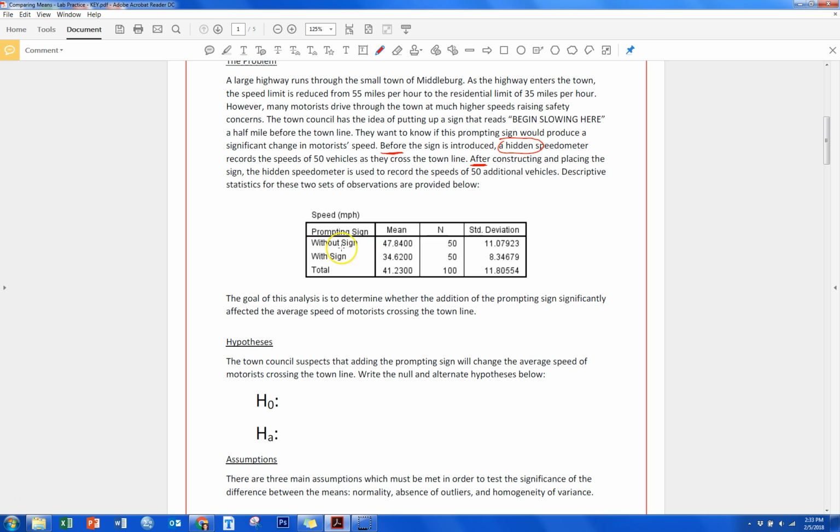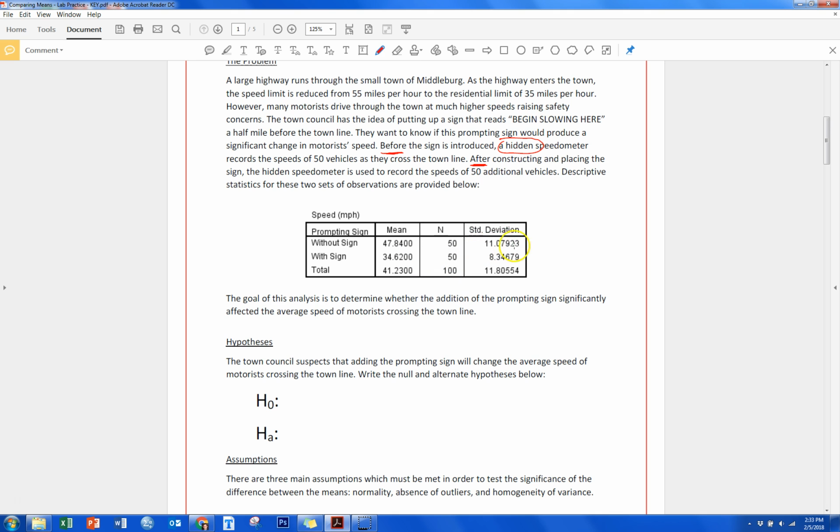So the mean speed without the prompting sign is about 47.8 miles per hour. With the sign, 34.6 miles per hour. And then the total, this is everyone together, 41 miles per hour. N is the sample size. So we have 50 without the sign, 50 with the sign, and 100 all together.